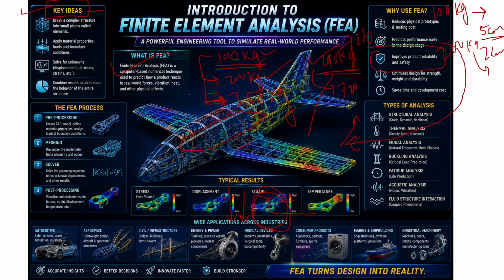Okay, then coming to the next point, optimize design for strength, weight, and durability. I just talked about that. Optimize strength means different loading conditions, different stress conditions, different vibration conditions, all these with different heat and temperatures. All these things we can check, whether the design is durable or not. The next point is saves time and development cost.